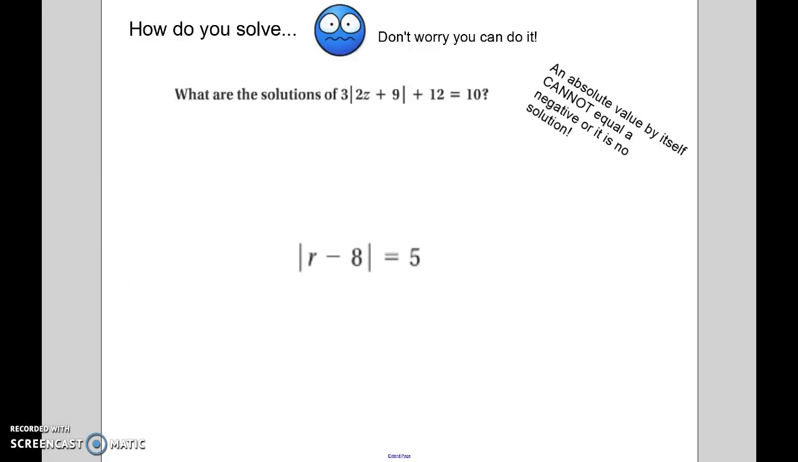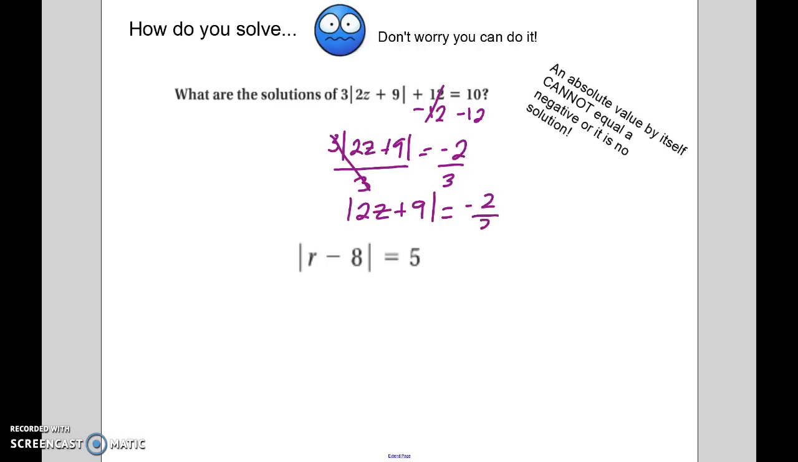Okay, so let's look at a little bit of a more complicated problem. On this one, again, we have to get the absolute value alone. So I'm going to first move over the 12, because you always do the addition and subtraction before you do any kind of division. So I end up with 3 times the absolute value of 2z plus 9 equals negative 2. Then I would divide by 3. So now I have absolute value of 2z plus 9 equal to negative 2/3.